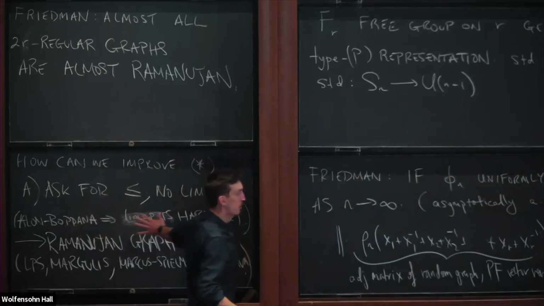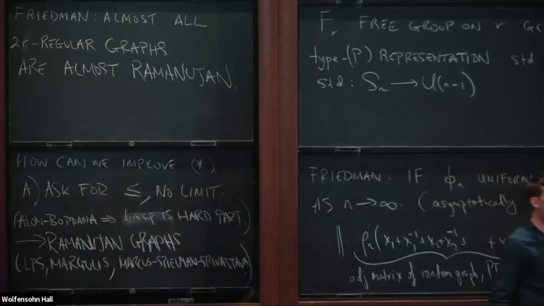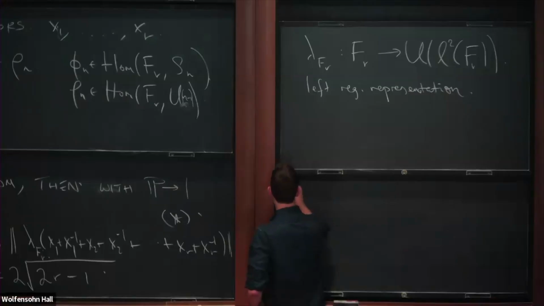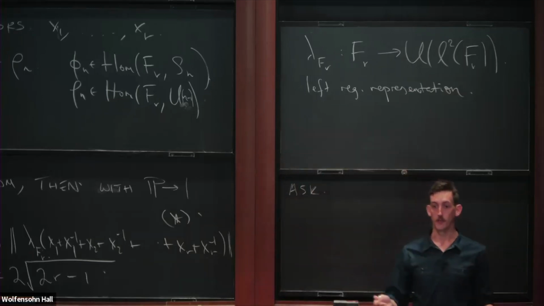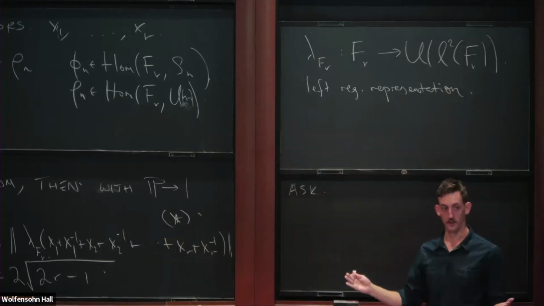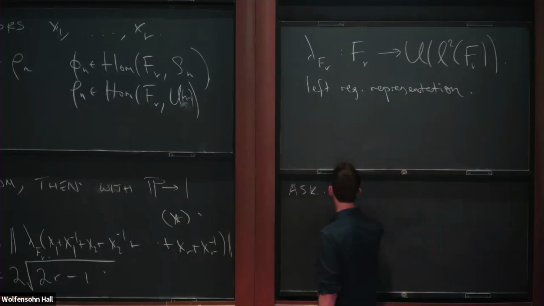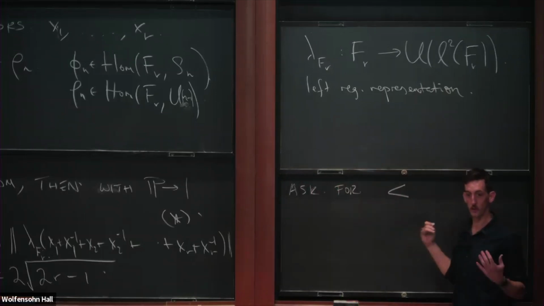Well, I'm going to go on to something completely different, but before I do that, why not stop there? Why stop there? Why not ask for even more? You could be very greedy and instead of getting an inequality, you could ask for a strict inequality, which is super Ramanujan graphs.